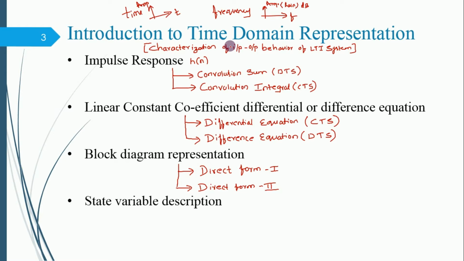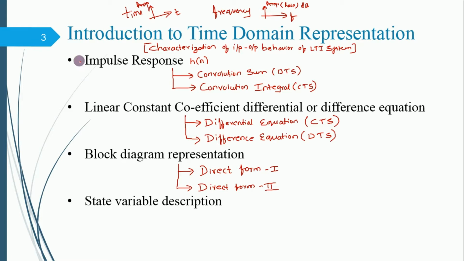In the same way, to analyze a system or to understand the character of a system, we provide certain inputs, and on the basis of the output that it produces, we characterize the system and understand the behavior of the system. So we have four different representations that are possible in time domain representation.